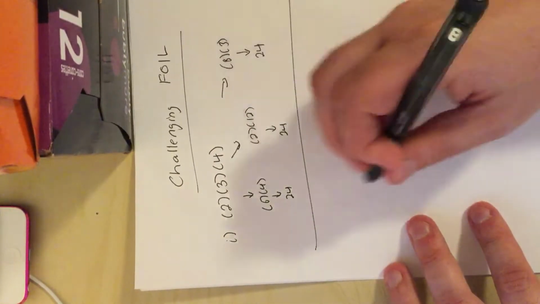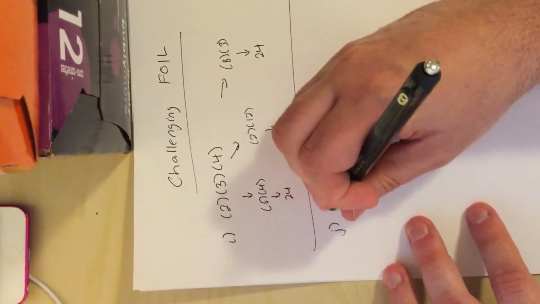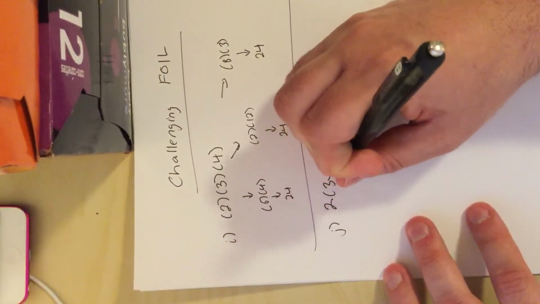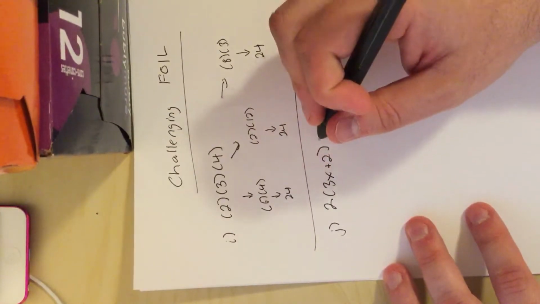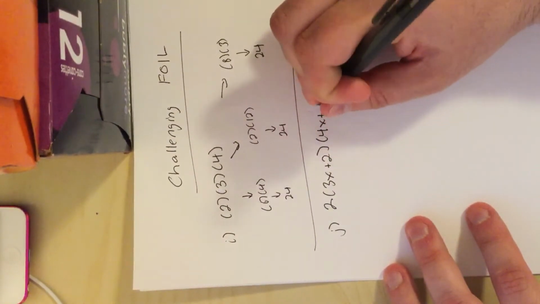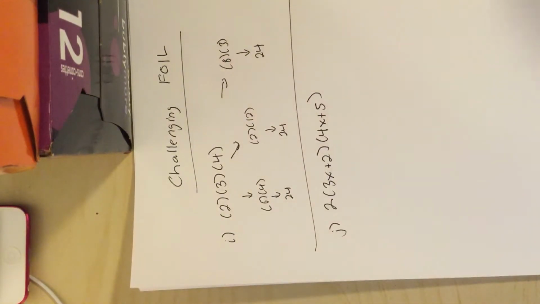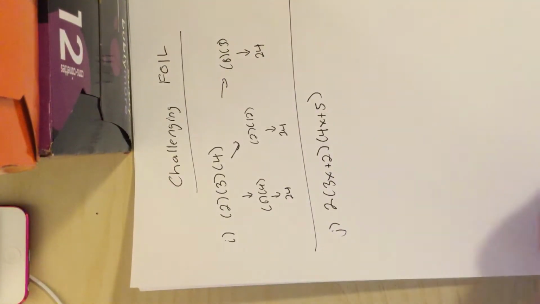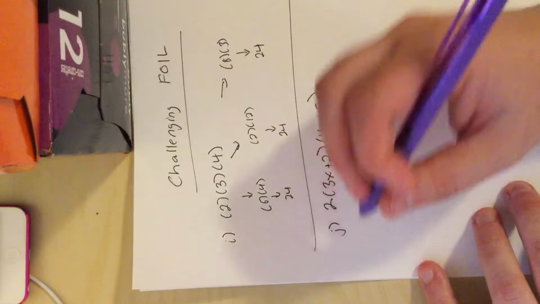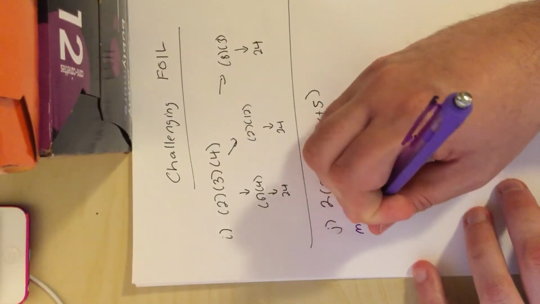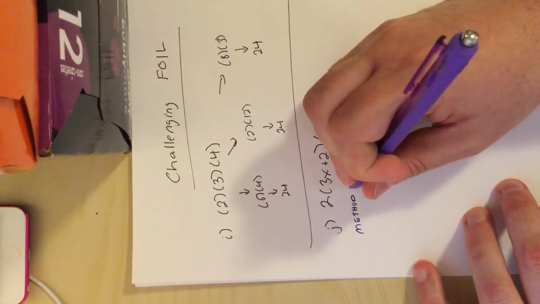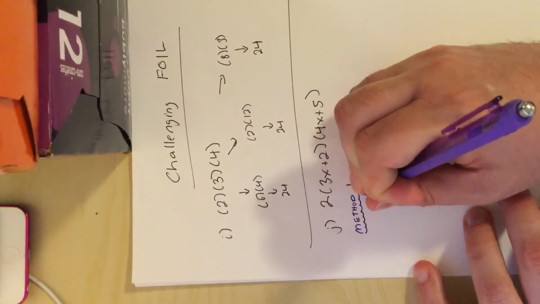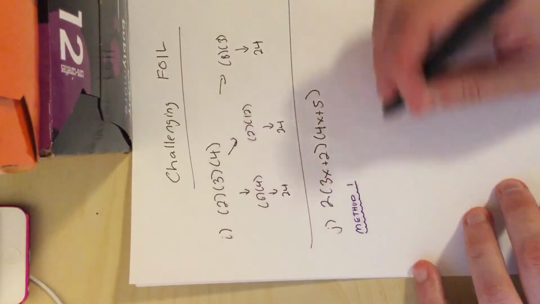So, let's say I have 2 times 3x plus 2 times 4x plus 5. So here we have something times something times something. And as I said, we're going to multiply 2 of those things and then multiply the answer by the third thing. There are kind of 2 ways to do it. I'm going to call the first one method 1. It's a clever name I made up all by myself.